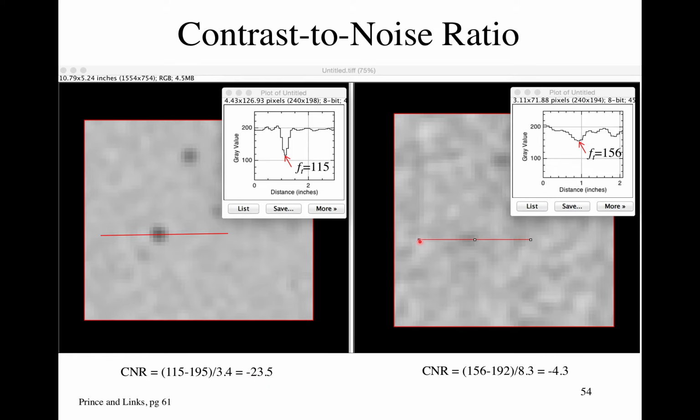Here, we do the same thing: draw a line through the object and measure the minimum value, which turns out to be 156. So now we have 156 minus 192, which is the background mean, divided by 8.3. So the signal to noise of this object in the background is minus 4.3. Minus 23.5, minus 4.3. Those numbers are important.